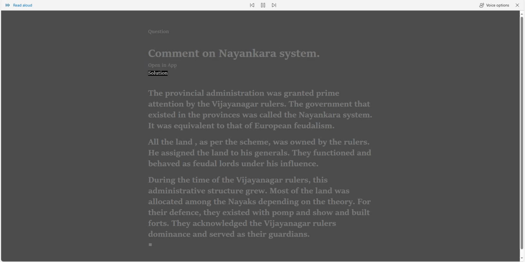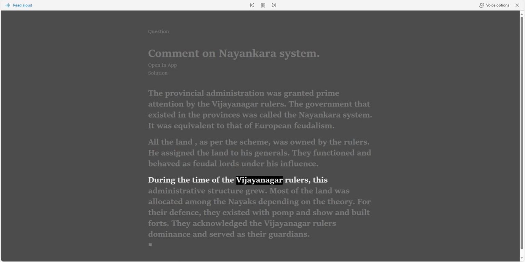Solution. The provincial administration was granted prime attention by the Vijayanagar rulers. The government that existed in the provinces was called the Nyayankara system. It was equivalent to that of European feudalism. All the land, as per the scheme, was owned by the rulers. He assigned the land to his generals. They functioned and behaved as feudal lords under his influence.